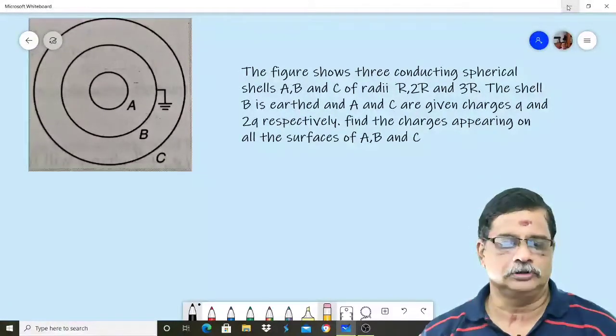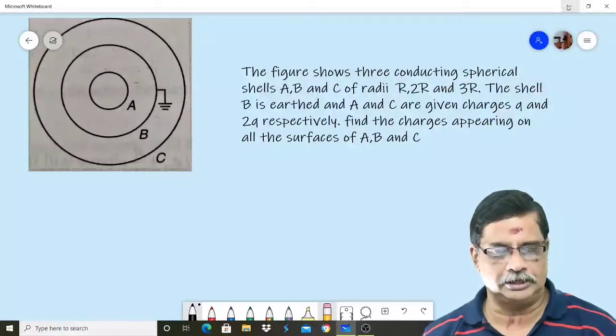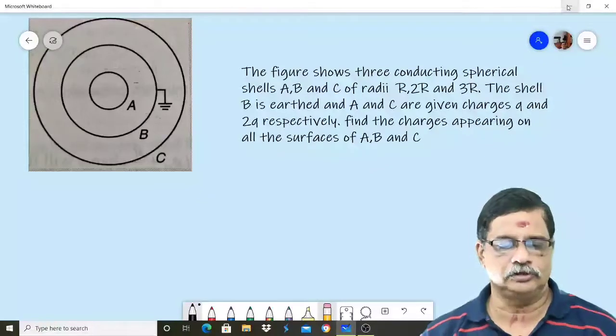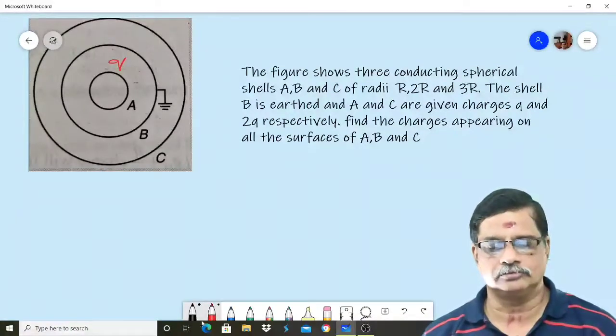So this problem is actually based on the distribution of the charges on the surfaces of the conducting bodies. Let us first write down the charges that are given on the surface of the spheres. The sphere A carries a charge Q and the sphere C carries a charge 2Q and the sphere B is earthed.